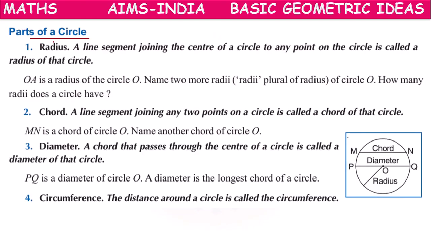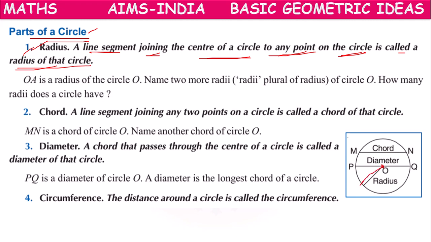Next, parts of a circle. Radius. A line segment joining the center of the circle to any point on the circle is called the radius of a circle. So from O, where O is the center of the circle.